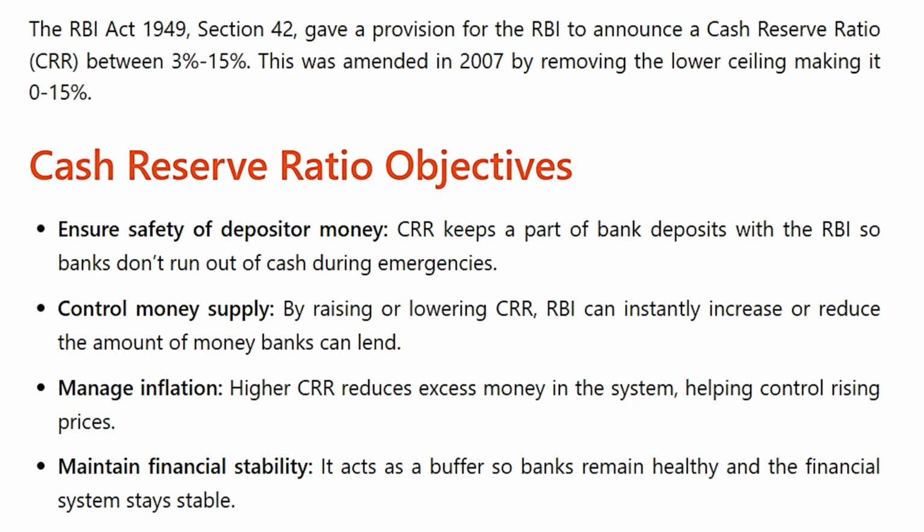Cash reserve ratio objectives: ensure safety of depositor money. CRR keeps a part of bank deposit with the RBI so banks don't run out of cash during emergencies. Control money supply. By raising or lowering CRR, RBI can instantly increase or reduce the amount of money banks can lend. Manage inflation. Higher CRR reduces excess money in the system, helping control rising prices.